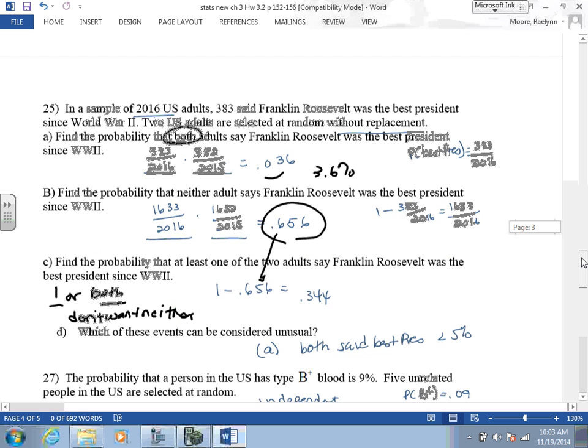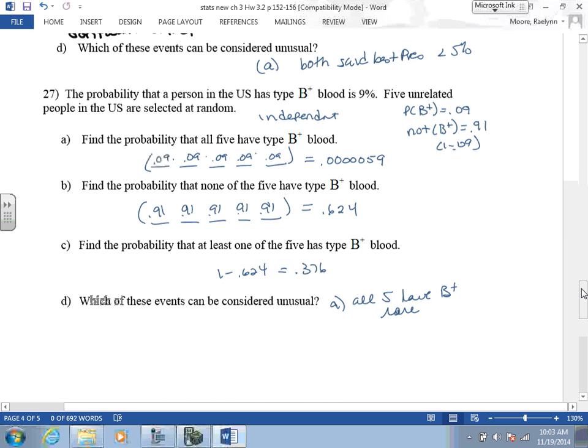Okay, the blood types, guys. The probability of a person in the U.S. having a B positive blood type is 9%, 0.09. I consider that on the rarer side, a little bit on the unusual side. 5 unrelated people are selected at random. Now, when we check them, are they dependent on each other when we check their blood type?